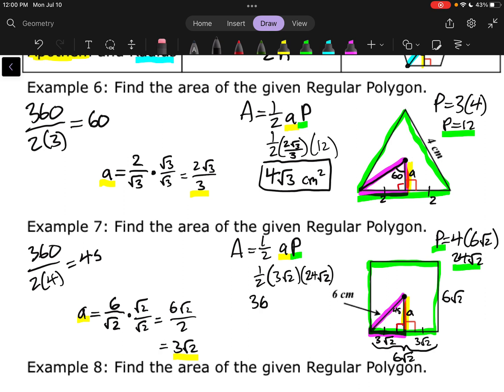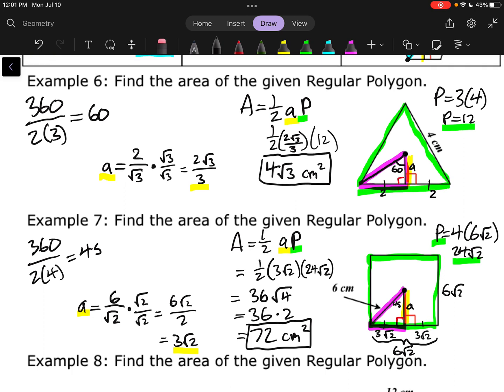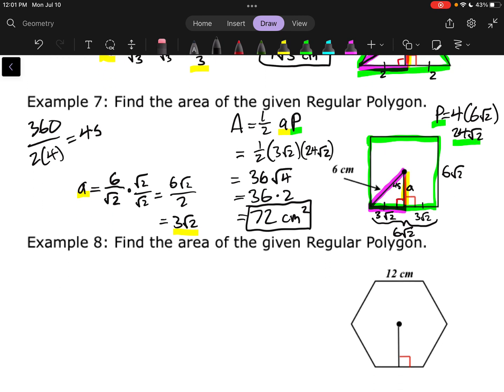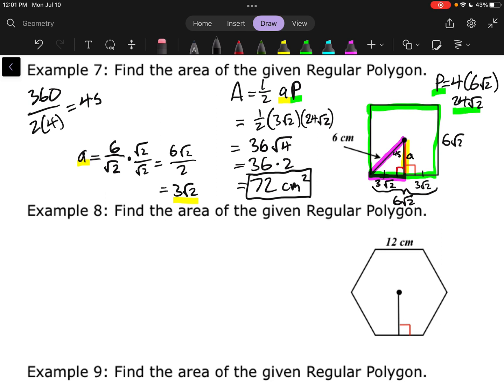So I just multiplied the 1/2, the 3, and the 24, and I got 36. Now the root 2 times the root 2 would be root 4. But what's root 4? Root 4 is 2, isn't it? So 36 times 2 is 72 centimeters squared. Very cool. All right. What do we have here? We got a hexagon.